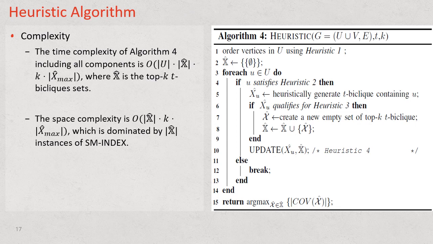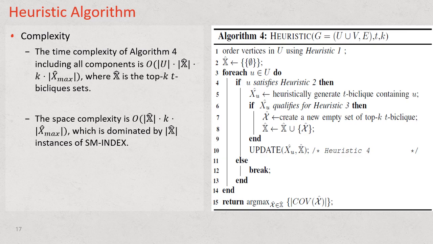Now we present the heuristic algorithm where we first sort the vertices using the RT core ordering. Then for each vertex U, we generate a large coverage t-Biclique using heuristics 1 and 2. Next, if the generated t-Biclique has the maximum coverage, we create a new top k set of t-Bicliques using heuristic 3 and also check whether the generated t-Biclique can update any of the top k t-Biclique sets according to heuristic 4. Eventually, we select the set with the maximum vertex coverage. Now, the proposed heuristic algorithm requires only polynomial time and space complexity.